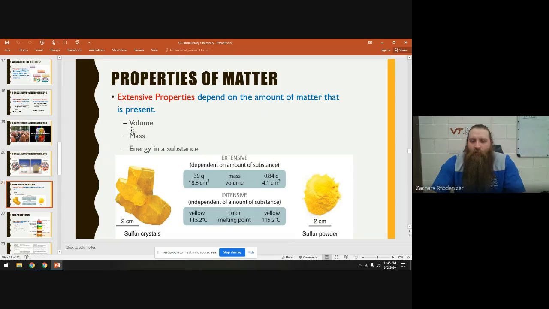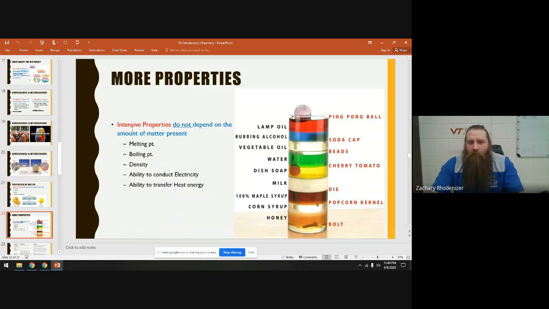Yellow, though, would be an intensive color or intensive property. Color is just intensive. It doesn't matter how much you've got. It's always going to be yellow, right? So when we're looking at sulfur, we can look at the difference between the two. Extensive depends on how much matter is present. Intensive does not depend on how much matter is present.